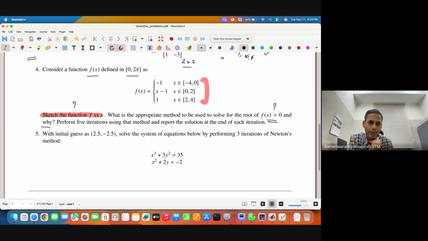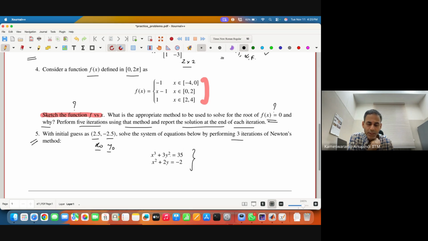Then, once you have selected the method, perform 5 iterations and report the solution at the end of each iteration. Okay, so that is the fourth question. Then the fifth question: we are given an initial guess, x0, y0 is given as 2.5, minus 2.5. We are asked to solve the system of equations given below by performing 3 iterations.